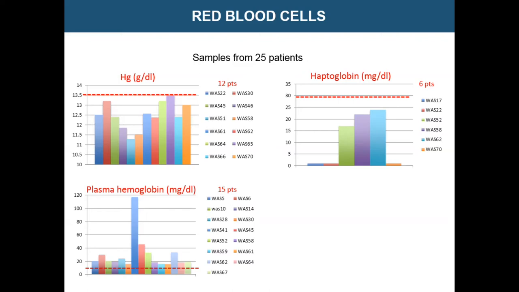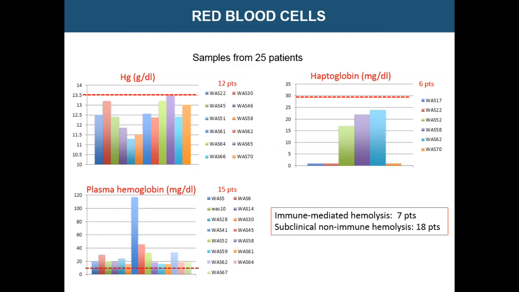So, we certainly had evidence of subclinical non-immune hemolysis in 18 patients, which I think is something very important to know, because not all hemolysis indicates autoimmunity, and therefore we can rest a little easier when we see those lower values of hemoglobin.